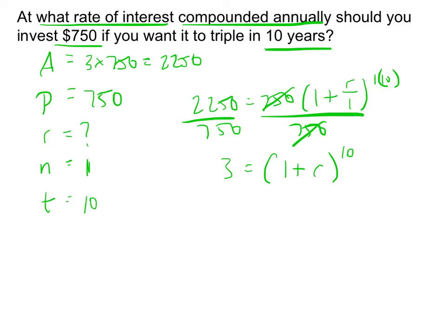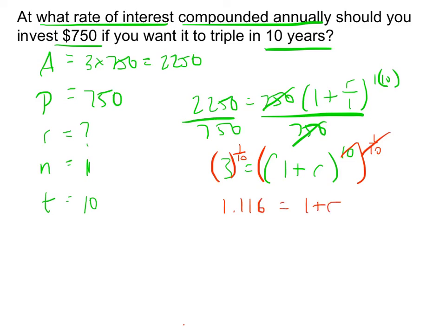Now, remember that when we have something raised to an exponent, the way we get rid of that is by raising it to the opposite power. So I'm going to raise both sides to the 1/10th power, because then I'll get a power raised to a power. Remember, I can multiply that, so 10 raised to the 1/10th gives me 1. So those kind of cancel each other out. And then I will do 3 raised to the 1/10th in the calculator and get 1.116 equals 1 plus R.